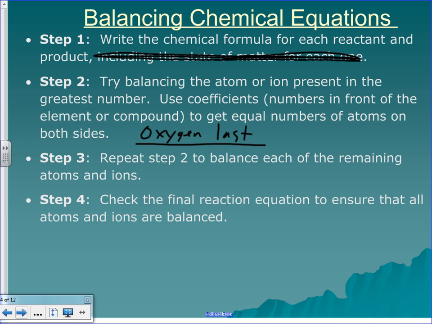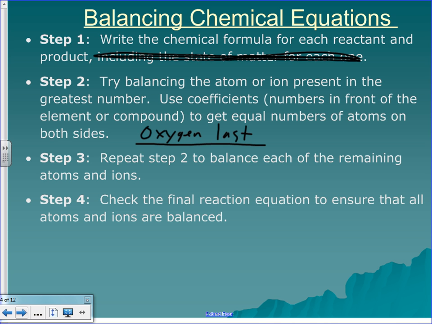What does the coefficient mean? If I put a big 2 in front of NaCl, what does it mean? Larissa, what does it mean? Right, that there are, if it's NaCl, 2 molecules of sodium chloride. If I put that in front of magnesium, it means there's 2 atoms of magnesium. The 2 always means multiply whatever's behind me, be it compound or element, by 2 or by whatever the number is.